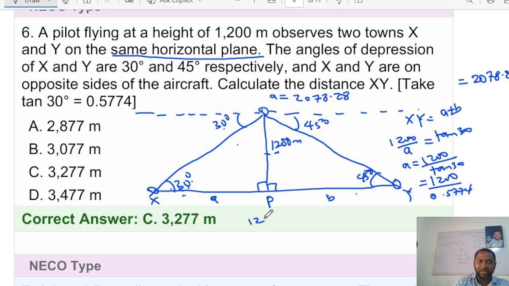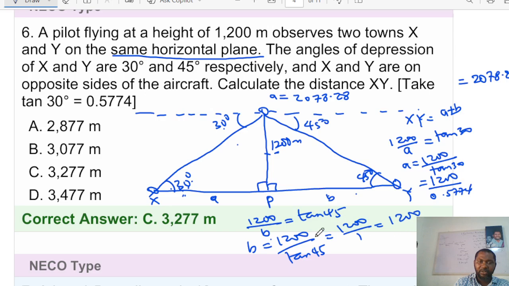Now for us to find B, B is adjacent, 1200 is opposite. So I would say opposite, which is 1200, over adjacent, which is B, is equal to tan 45. So B now will be 1200 divided by tan 45. Tan 45 is 1. So that means 1200 divided by 1, so 1200. So that means my A plus B is going to be 2078.28 plus 1200. That is going to give me 3278.28. Okay, so that's the answer.